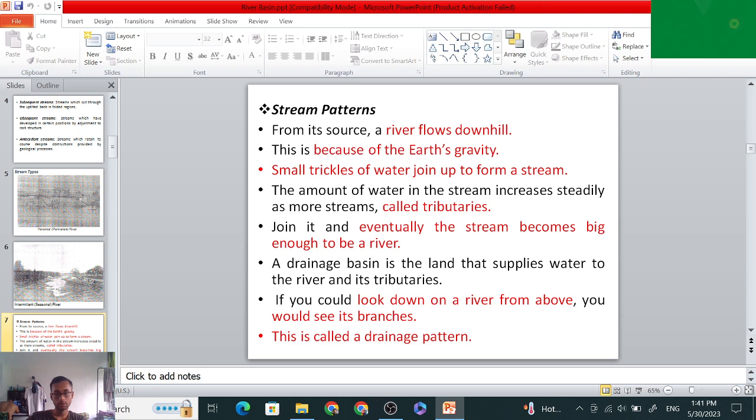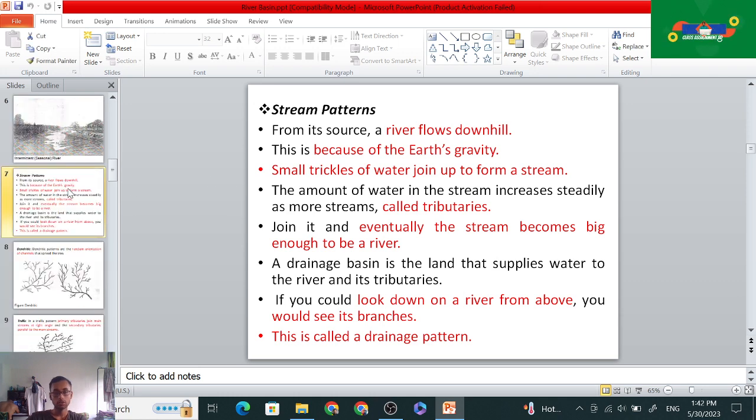then intermediate or seasonal rivers. Then in stream patterns, from its source the river flows down hill, and this is because of the earth's gravity. Small trickles of water join up to form a stream, and the amount of water in the stream increases steadily as more streams called tributaries join it, and eventually the stream becomes big enough to be a river. And a drainage basin is the land that supplies water to the river and its tributaries.